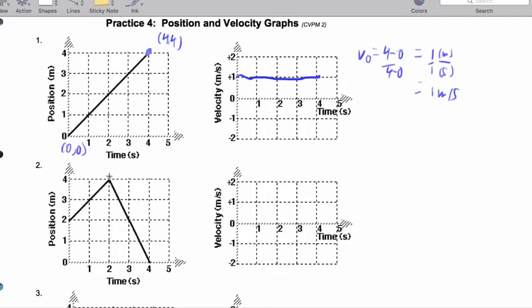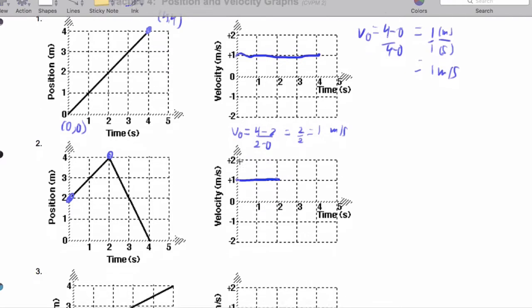Now for the next part, we're going to actually calculate the slope for 2 regions and get 2 separate pieces of the graph. So for up to 2 seconds, we're going to get the slope as 4 minus 2 over 2 minus 0. That's going to give a slope of 2 over 2, which is 1 meter per second right here. Perfect.